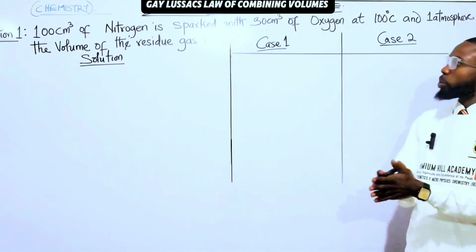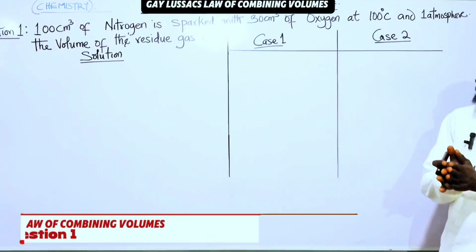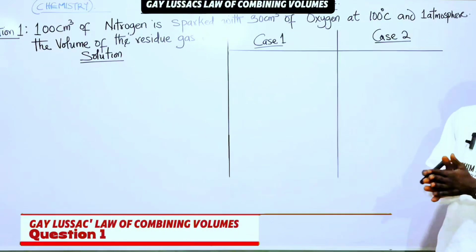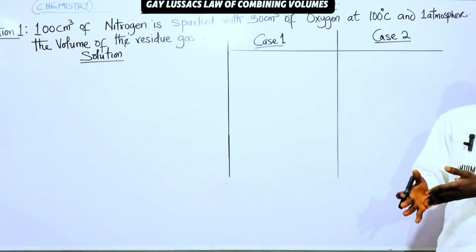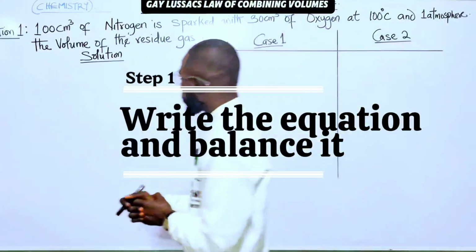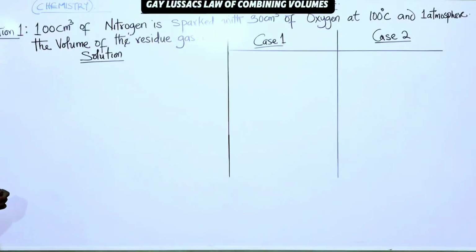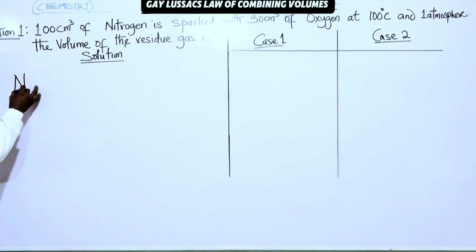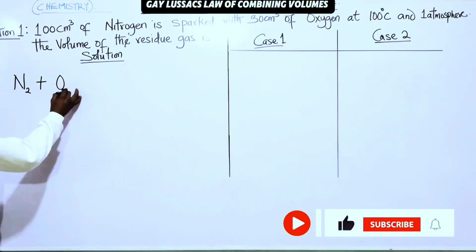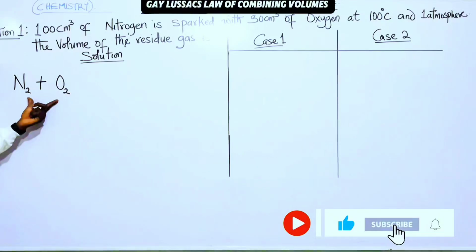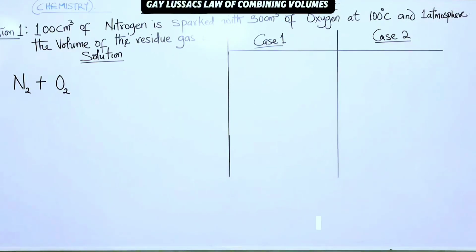Right. So question number 1 says 100 cm cube of nitrogen is sparked with 30 cm cube of oxygen. So first of all, we try to write the equation and then balance it up. Step 1 is to write the equation. It said 100 cm cube of nitrogen is sparked with 30 cm cube of oxygen. So this is nitrogen plus oxygen, right? This is the gaseous form of writing nitrogen and oxygen, at 100 degrees Celsius at 1 atmosphere.